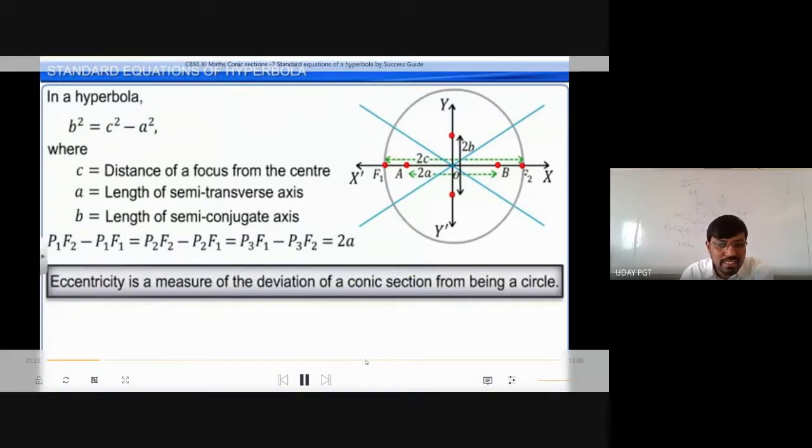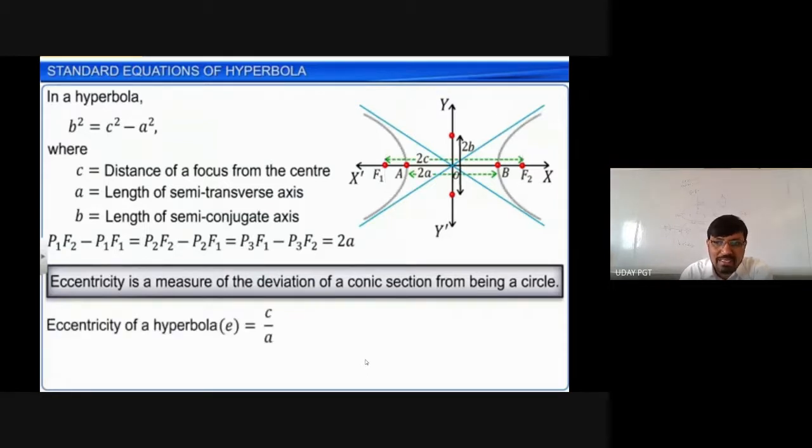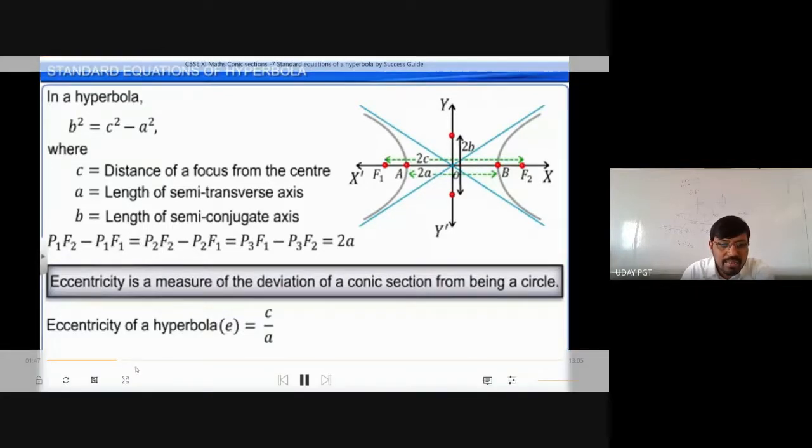So eccentricity is a measure of the deviation of the conic section from being a circle. Eccentricity is the measure of the deviation of a conic section from being a circle, meaning how far it is from not being a circle. So that's why the ratio between c and a is denoted by eccentricity. Okay, so these are the things you need to remember.